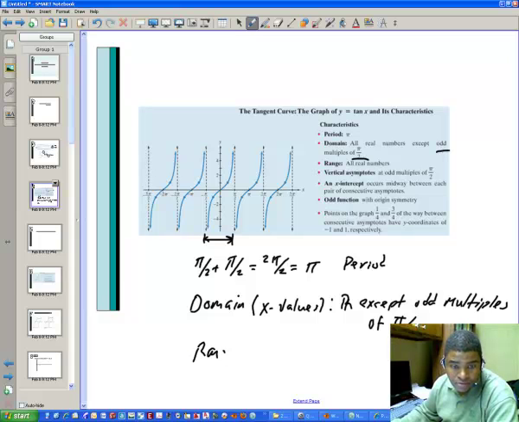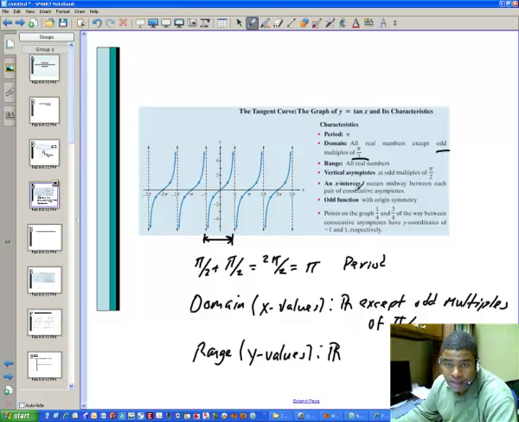You can also take a look at the range of this function, and the range, of course, will be your y values. If we look at the y values, we see that it goes from negative infinity all the way up to positive infinity. So it would be all real numbers.